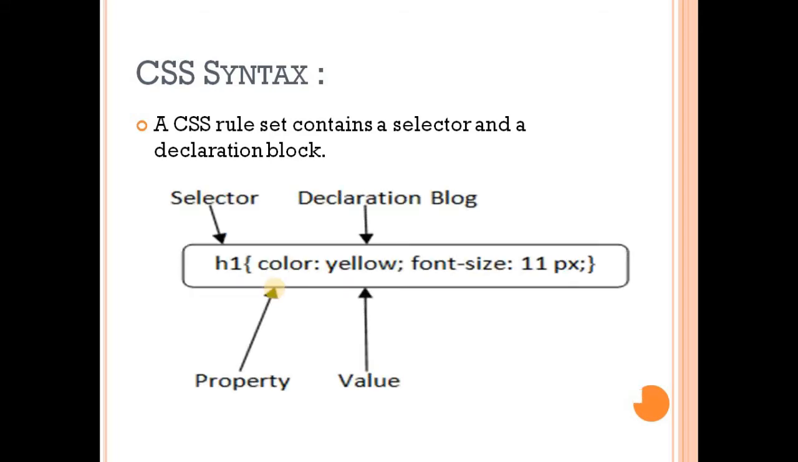From this image you can see that the first part is the selector, that is h1, and then we have the curly braces, which is our declaration block, and inside those curly braces we have some properties and values. These are the styles that we are applying to this selector. So that is our CSS syntax. I hope you have a clear idea about this. Now let's move forward to the CSS selectors.